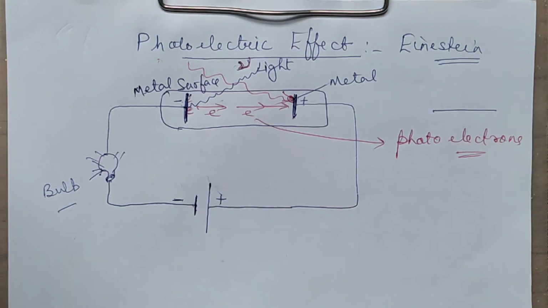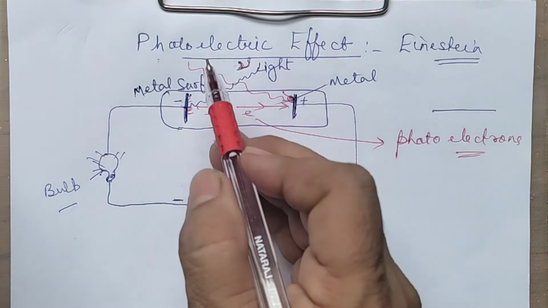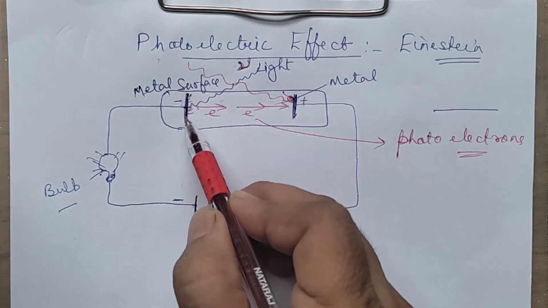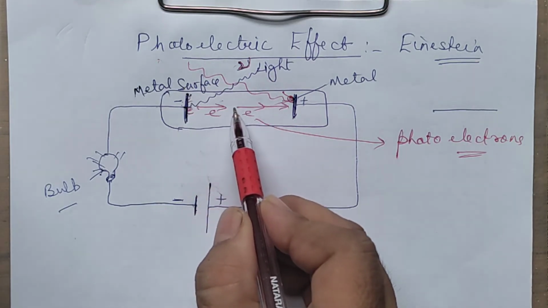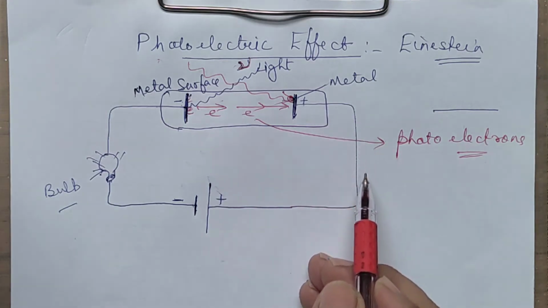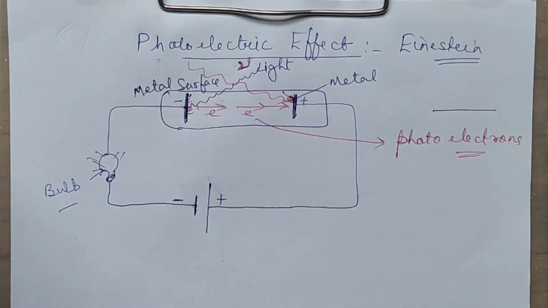So the photoelectric effect will be visible only when the light is falling on the negative plate, and then the electrons will be ejected, and these electrons will be moving towards the other side, and we can see that the bulb starts glowing.